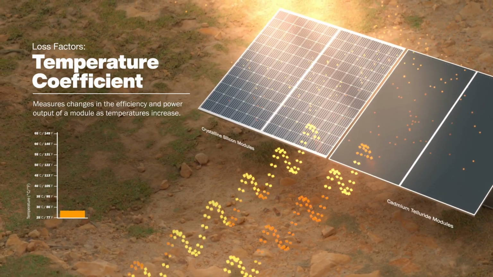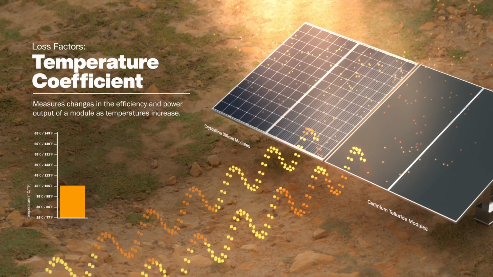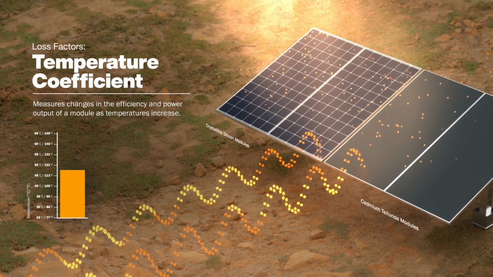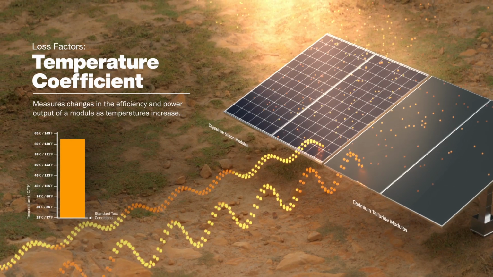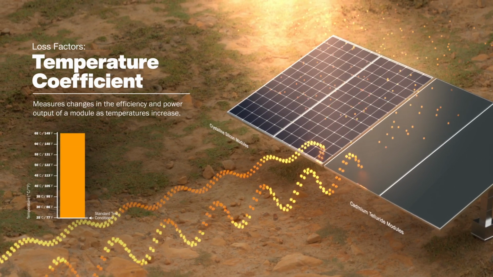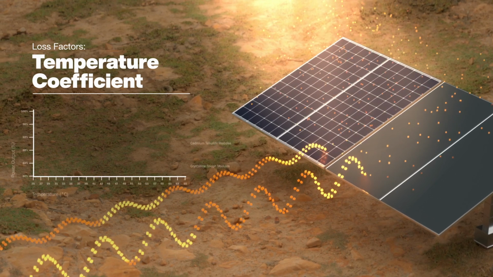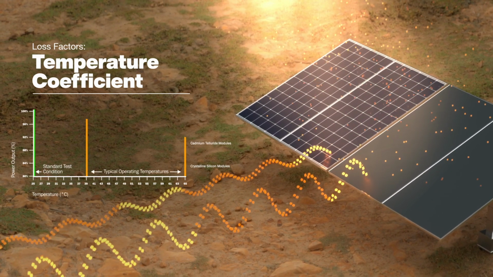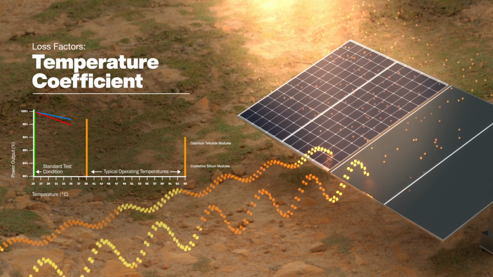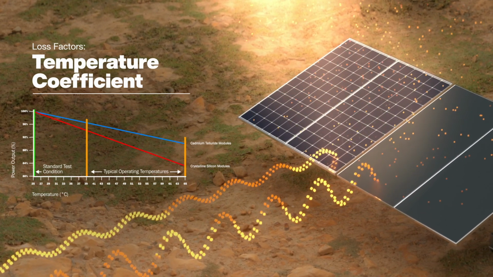All PV modules, regardless of their technology, see a reduction in power and efficiency as temperatures rise above 25 degrees Celsius, which is the standard test condition temperature for solar modules. Temperature coefficient becomes especially important in hot climates, where modules can spend more than 90% of their generating hours at temperatures above 25 degrees Celsius. Temperature coefficient is a key consideration in selecting the solar technology that's best suited for hot climates.